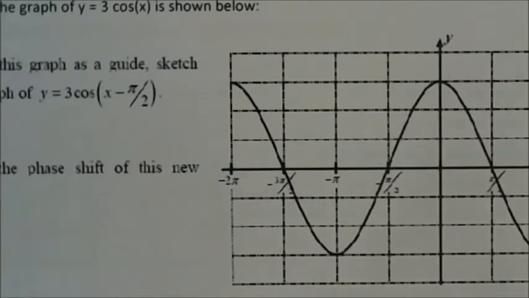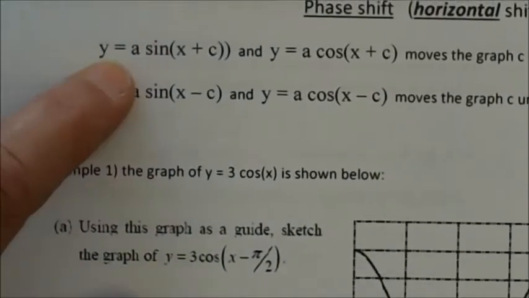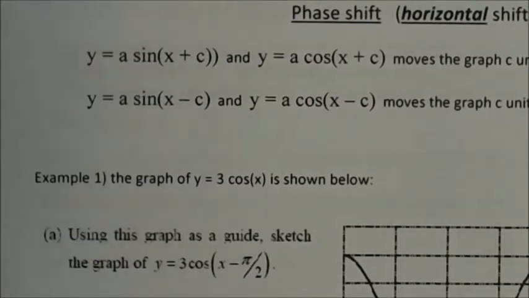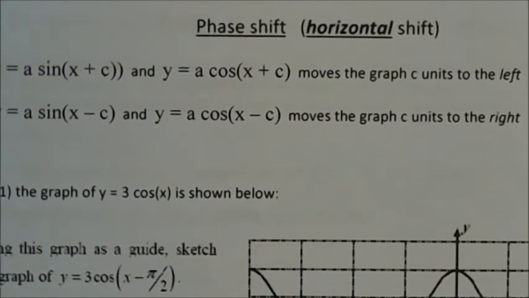Today we're on page 7 of our Chapter 11 notes packet, looking at phase shift or horizontal shift. For y equals a sine of x plus c, or y equals a cosine x plus c, this moves the graph c units to the left.